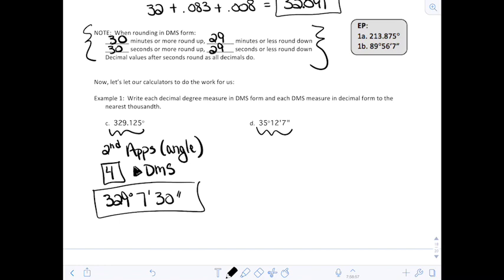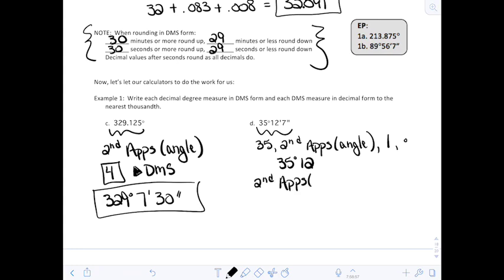will convert for us. So the first thing we're going to do, you're going to type 35, then you're going to go to second, apps, which is again angle, and you're going to choose 1, which is the degree symbol, and it's going to put 35 degrees, and then you're going to type in 12, and then you'll go to again second, apps, which activates angle, and you're going to choose 2, and you'll see a little minute symbol, and then you'll have 35 degrees, 12 minutes.